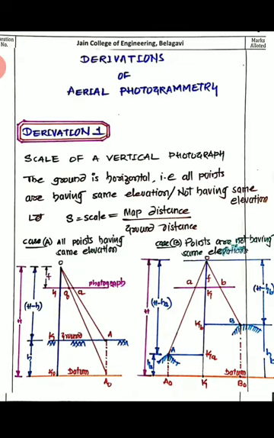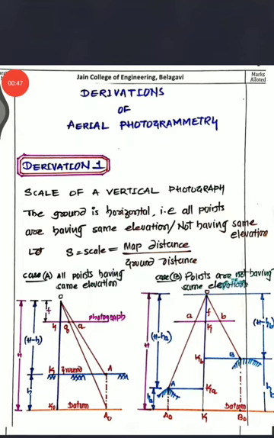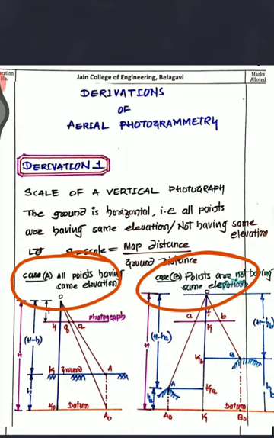Now here the ground is horizontal, that is, all points have the same elevation, or may not. Here I am going to consider two cases. Case 1, all points having the same elevation, and case 2, points not having the same elevation. Here I have written those cases. Case 1 says that all points have the same elevation, and case 2 says that points do not have the same elevation. In these two cases, how do we determine the scale of a vertical photograph?